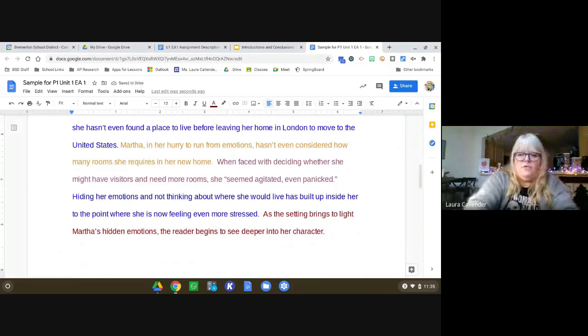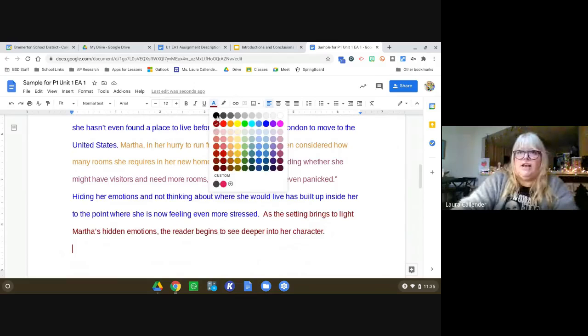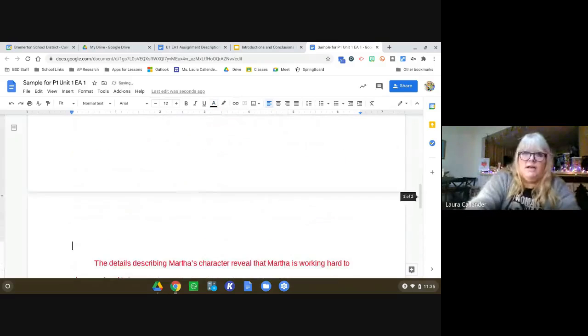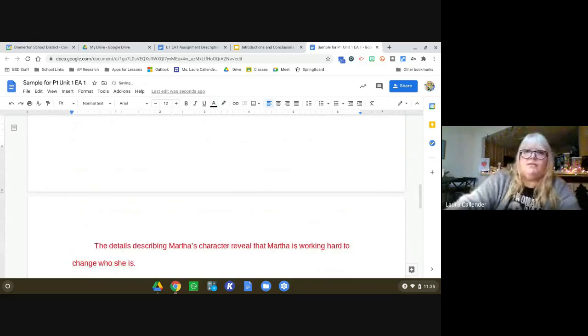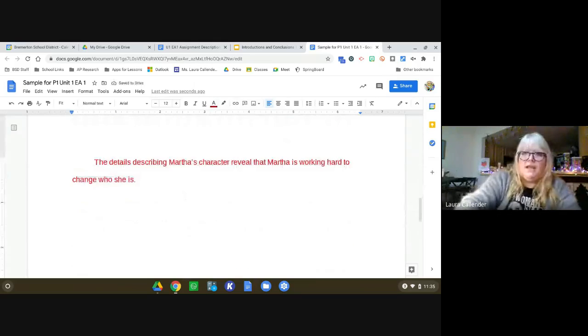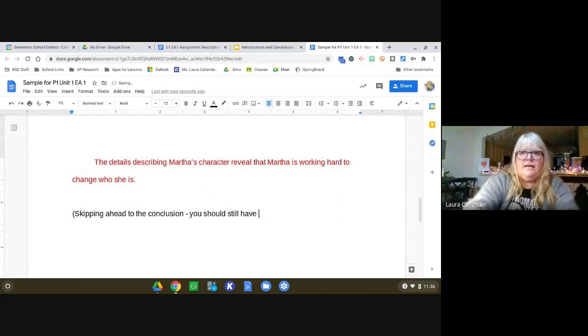So I'm going to change how this looks here. Oh, wait, I started that paragraph. That's right. So what I want to do is scroll to the bottom, and I'm going to say, in skipping ahead to the conclusion, you should still have at least 2 full body paragraphs. I don't want anyone to get confused by the model in the paragraphs.